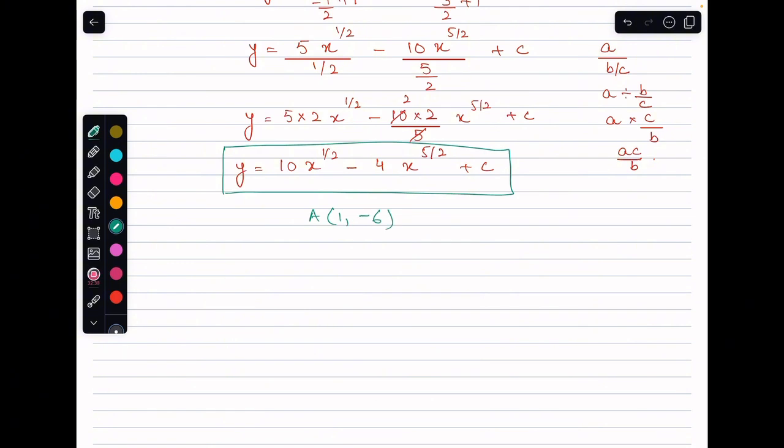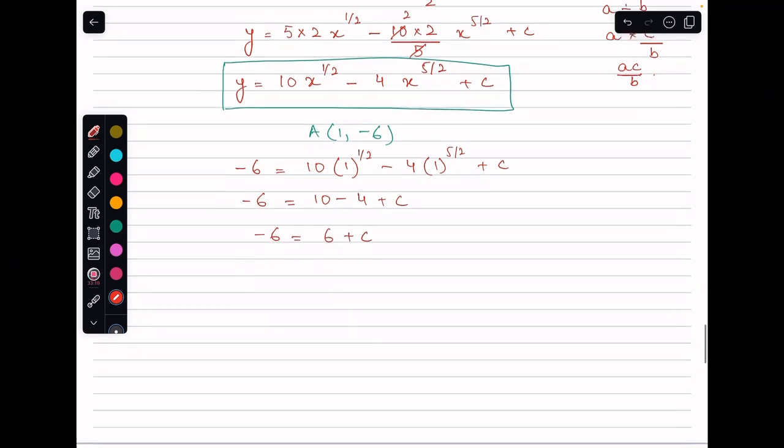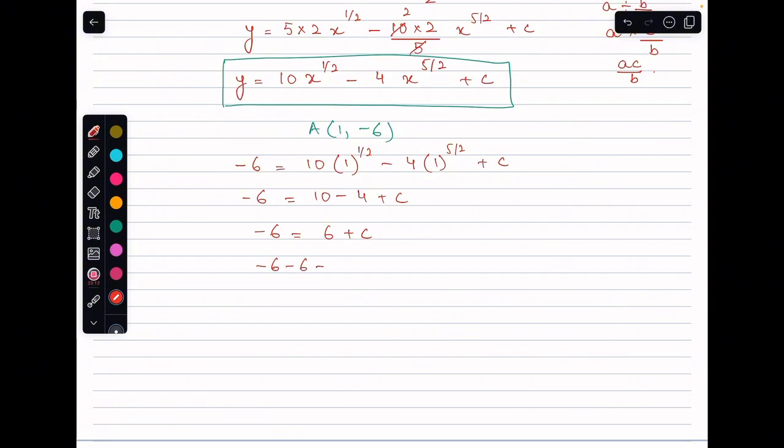That means I can substitute this point in the curve equation that I have just found to get the value of c. Meaning here I should say it's negative 6, our y coordinate, and then it's 10 times 1 to the power 1 by 2, minus 4 times 1 to the power 5 by 2, which will be a 1, and then plus c. So negative 6 equals 10 minus 4 plus c, or negative 6 equals 6 plus c, and I can see that here the c value comes out to be negative 12.